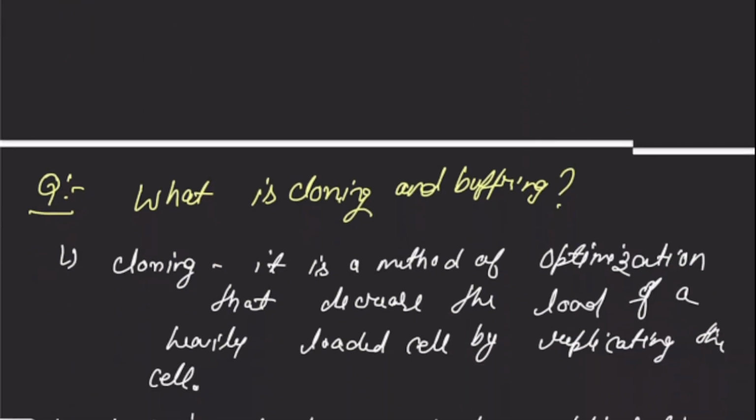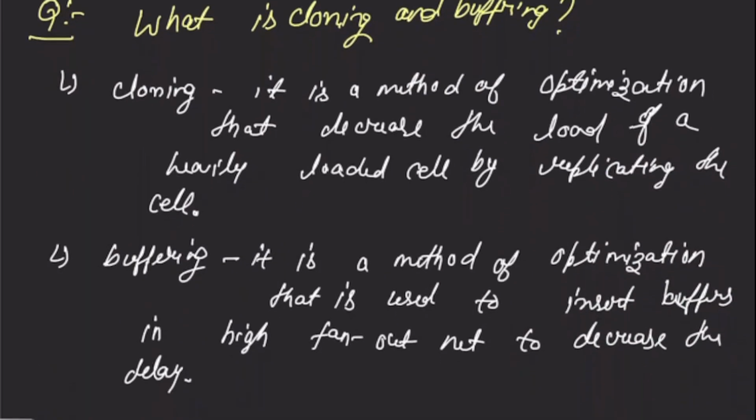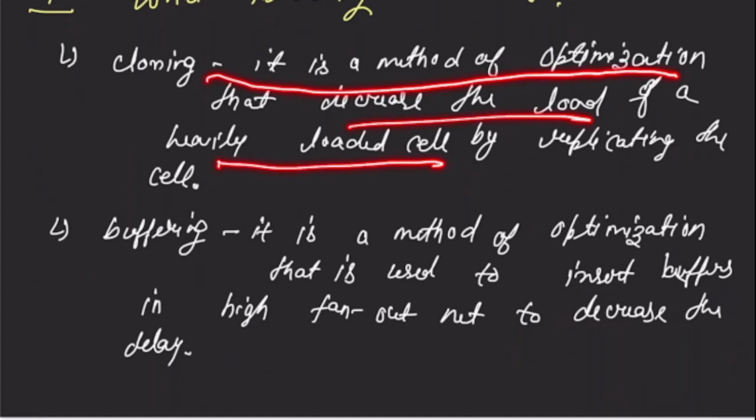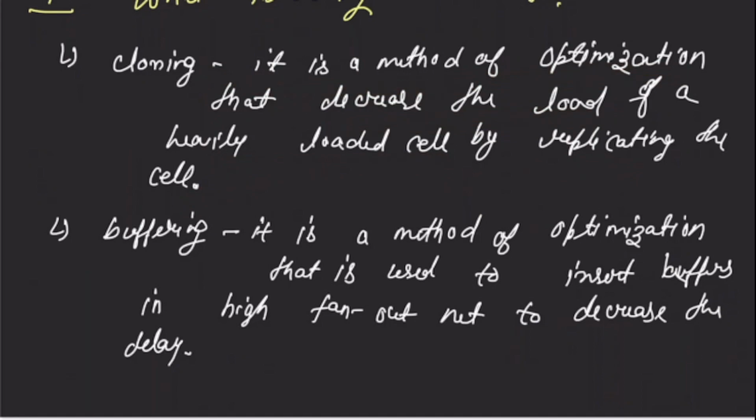Next question is, what is cloning and buffering? Cloning is a method of optimization that decreases the load of a heavily loaded cell by replicating the cell. And buffering is the method of optimization that is used to insert a buffer in a high fan-out net to decrease the delay.